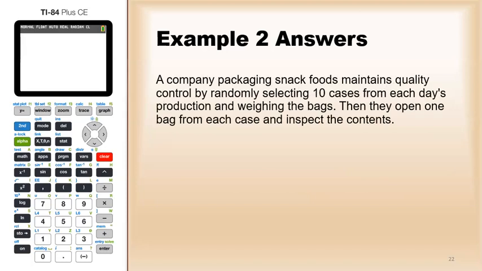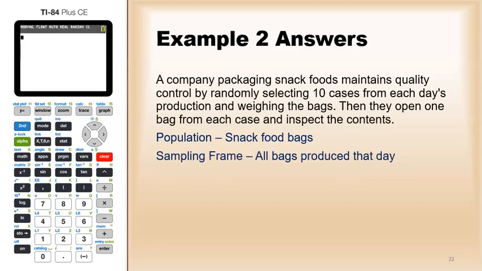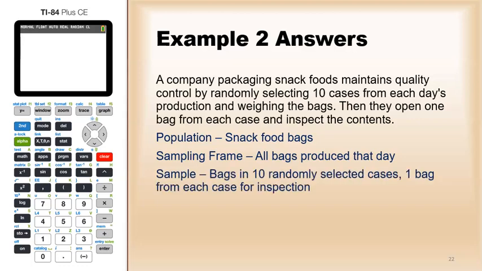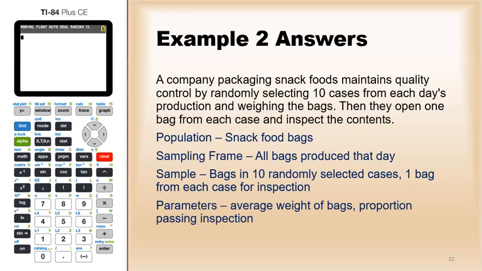So the population is going to be all those snack food bags. But we can't look at every single one. So the sampling frame would be those they produced that day. And the sample would be the 10 randomly selected cases, one bag from each case. The parameter is going to be the average. We're going to be weighing them, so that's going to be a numerical variable. So the parameter is going to be the average weight of the bags and the proportion passing inspection. And again, no statistics are given here. No sample values are given here.